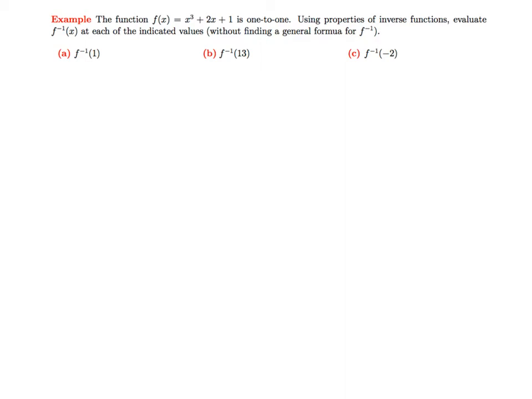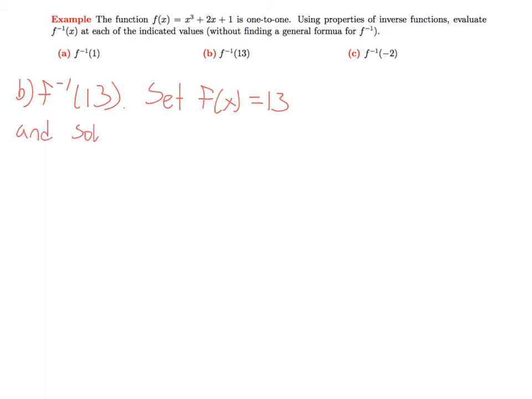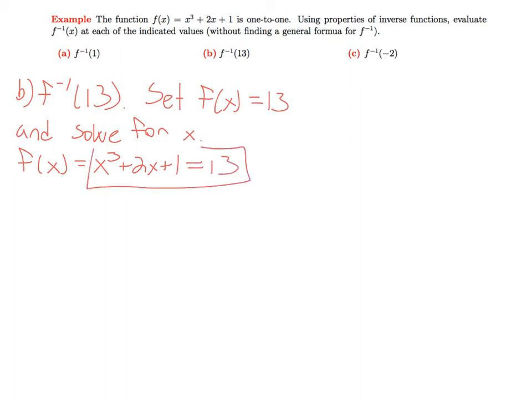In part B, we want to evaluate the inverse of f at 13. Just like in part A, we're going to set f of x equal to 13 and solve for x. So in this case, the equation is f of x is equal to x cubed plus 2x plus 1, and we set that equal to 13, and we want to solve this equation for x.